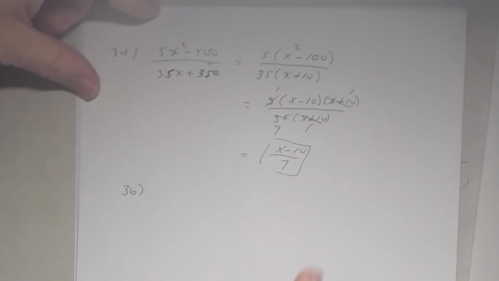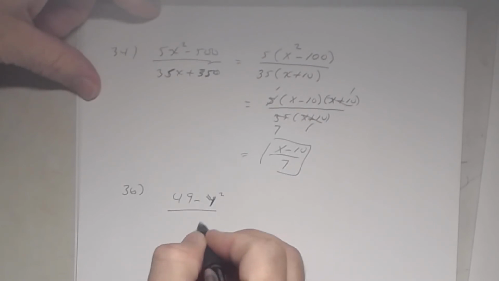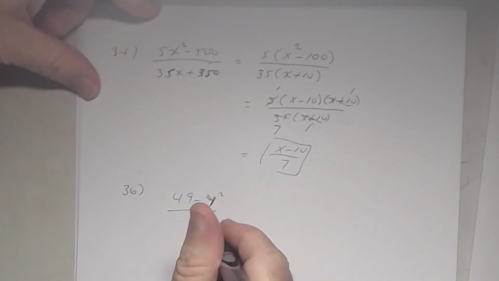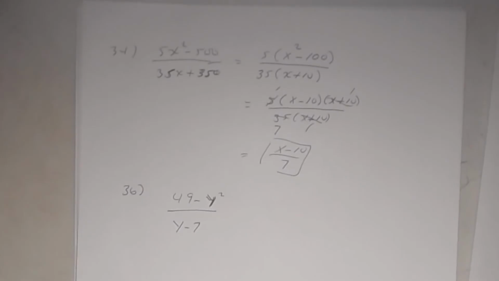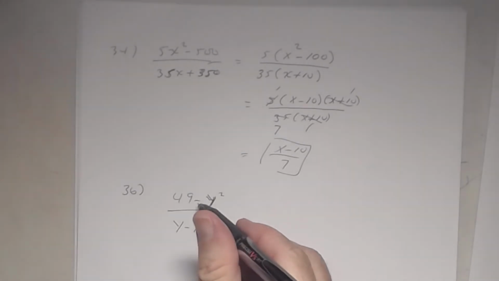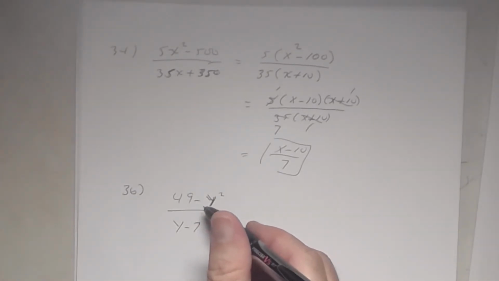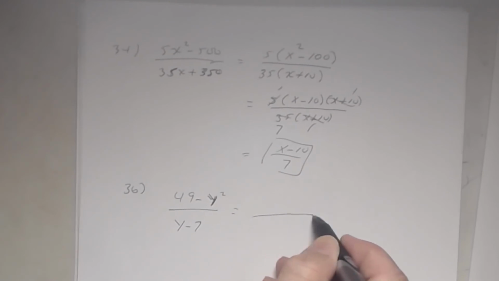Okay, you have 49 minus y squared, divided by y minus 7. What are you going to do with the numerator? Difference of two squares, and do 7? No, leave it like that. You can't, because it's a subtraction. If you put it in order, you're going to have negative y squared plus 49. Since y squared is negative, leave it as it is. So how do you factor this?